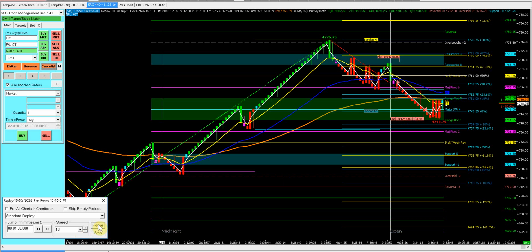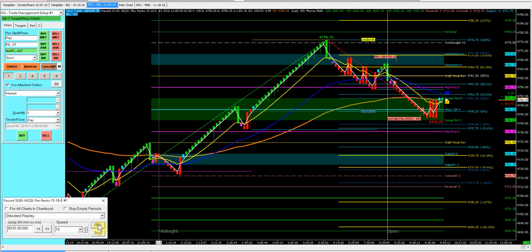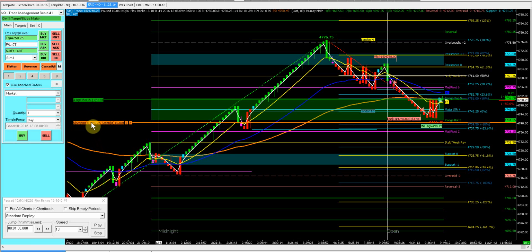So, okay, we got a nice small-bodied cyan candle. So I get into a buy position right here, right around the top of the range. Actually, ideally it would probably be right around the top of the candle, but you get into a buy position. I'm going to move my stop to the bottom of the range, 47, 41, 25.